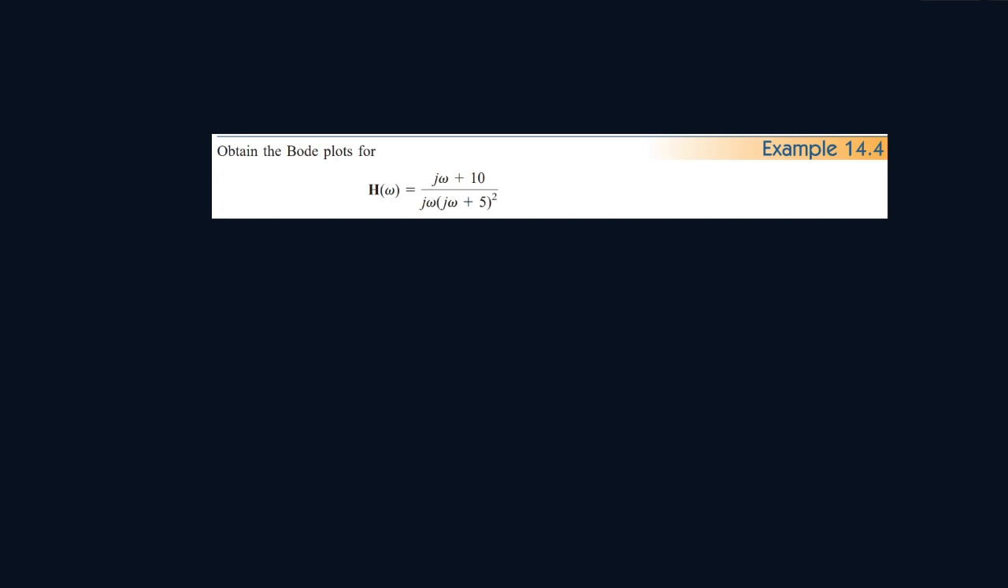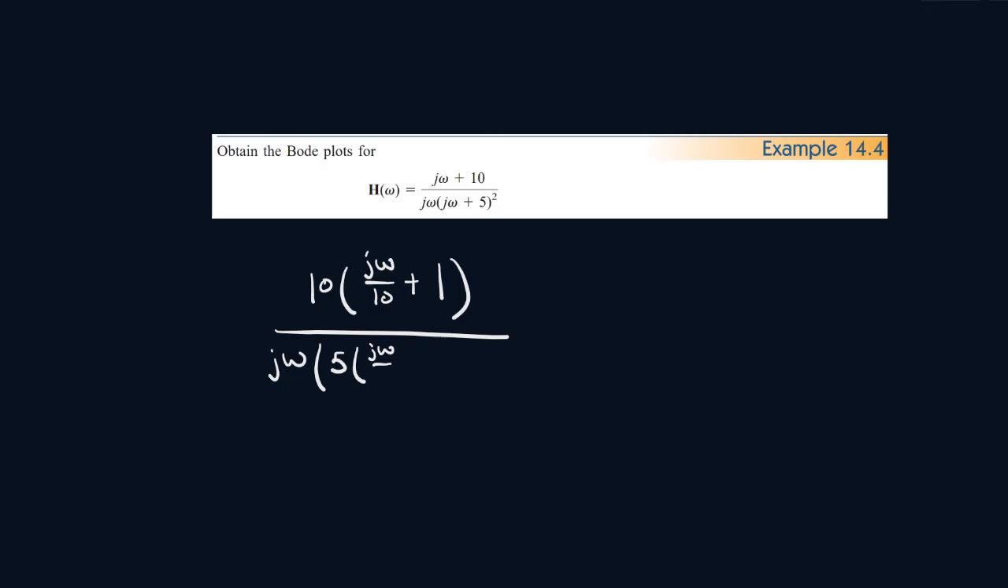Okay, so for this one, we have to obtain the Bode plot for the following transfer function. So the first thing we have to do is have this be added by 1, so jω times something plus 1, and so on for this one. The first thing we're going to do is factor out 10 from the top, and this one stays the same. Factor out 5: jω over 5 plus 1, all of this squared.